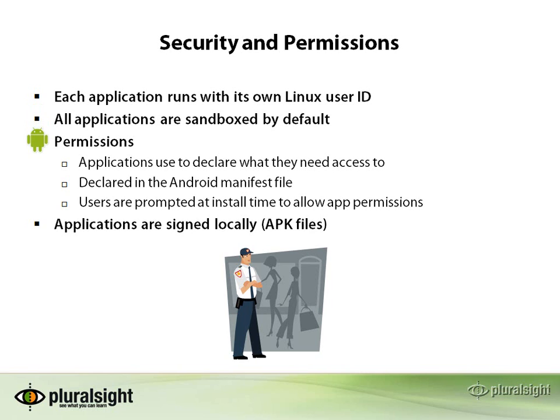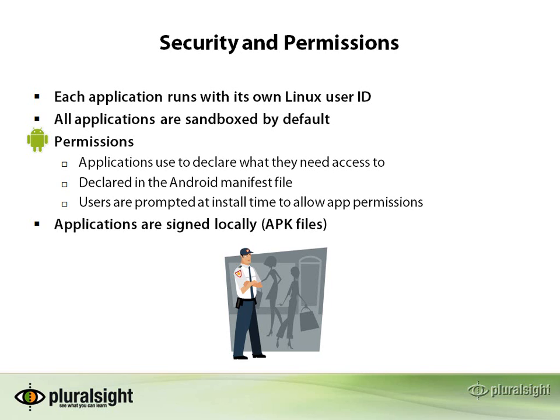Permissions are the way that you tell the user that you need to access something that's outside of your sandbox with your application. It's a declarative model. You have to specify ahead of time in your Android application in the Android manifest file, which we'll get into more later, what permissions your application is going to use. When the user installs your application, they're going to get prompted whether or not they're going to allow your application to use those permissions. If they say no, they won't be able to install your application.